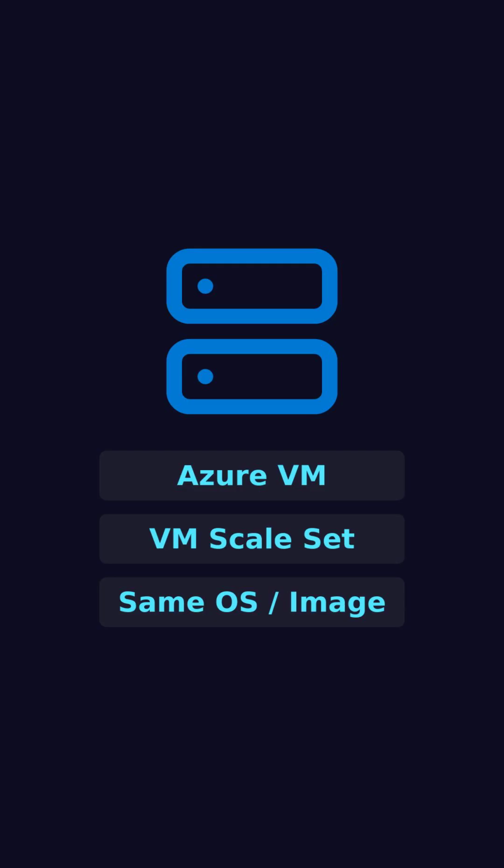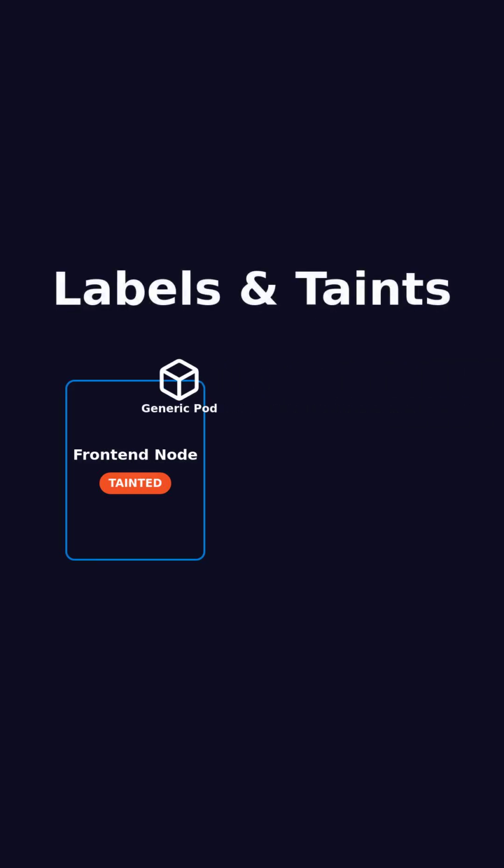Each node in the pool has Kubernetes labels and optional taints. Labels are key value tags that help you target workloads, like workload equals frontend or tier equals batch. Taints are a way to repel most pods unless they explicitly tolerate the taint, which is useful for dedicating a pool to a specific workload.